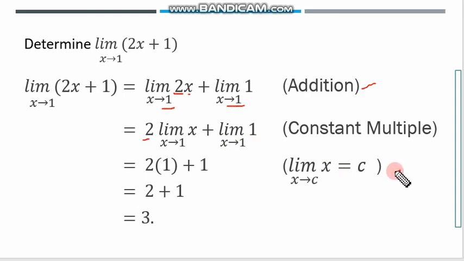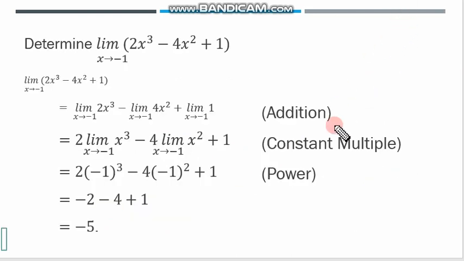Next, the limit of x as x approaches c is equal to c. And this is what we are referring to. The limit of x is the value of c, which is equal to 1. So 2 times 1 plus the limit of a constant, which is the constant itself, so that's 1. So 2 times 1 is 2, plus 1, this is equal to 3.